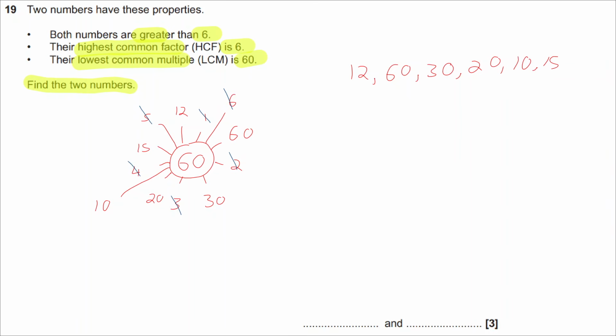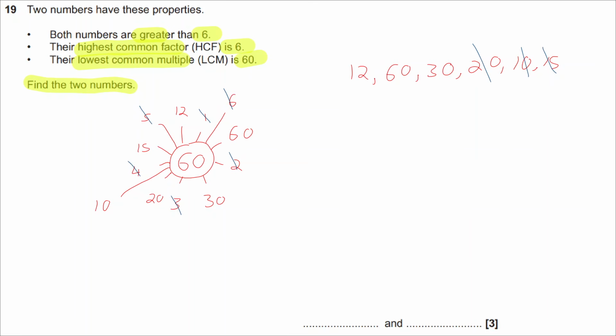The important thing here is all of these numbers can get into 60. Like, 12 times 5 will give you 60. 60 goes into 60 once. 30 goes into 60 twice. So this is going to work for the third one, but the highest common factor must be 6. Now 6 can't go into 10 or 15, 100%, so it can't be these. It can't be 20 also, you can't get 6 into 20. So it's either going to be 12, 60 or 30.